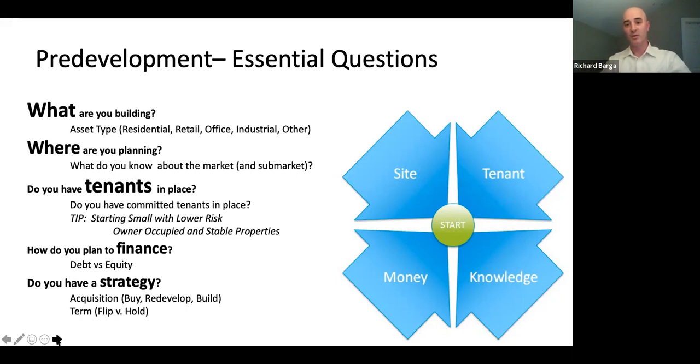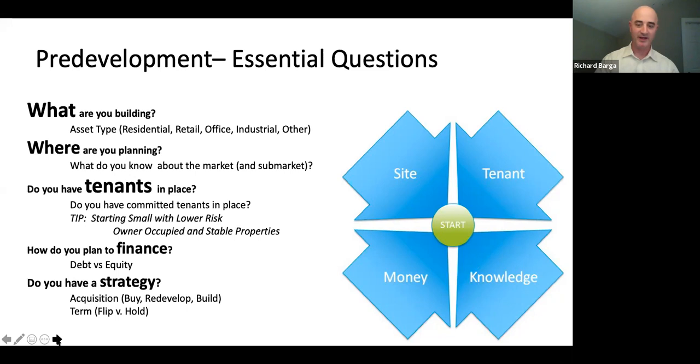So, one thing that I have here says tip: starting small with lower risk. You're thinking about a building that already has tenants in it, that is already generating rent, and that's good for the return on your investment, right? If you buy a building that is vacant and you don't have anybody renting it, then you might have a cash flow issue. So knowing whether you have tenants in place is an important question to ask in the beginning of any process.